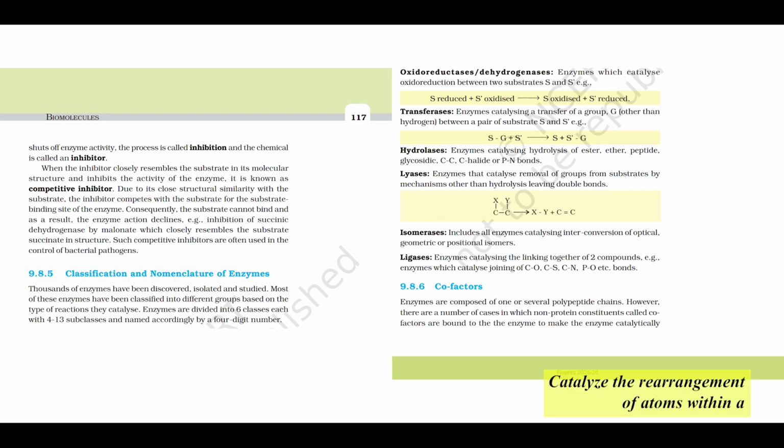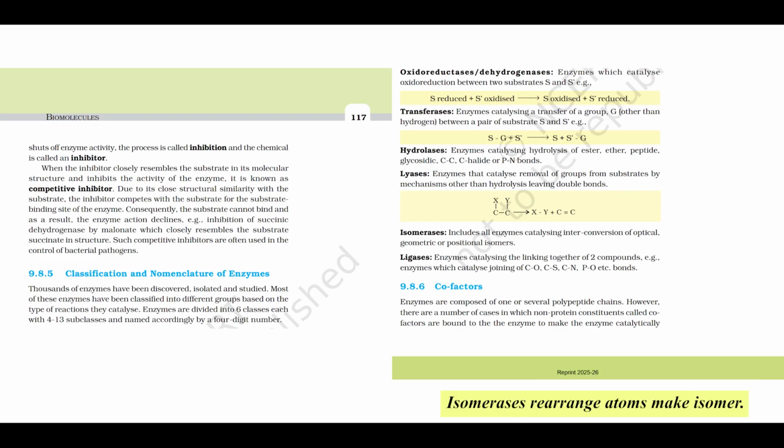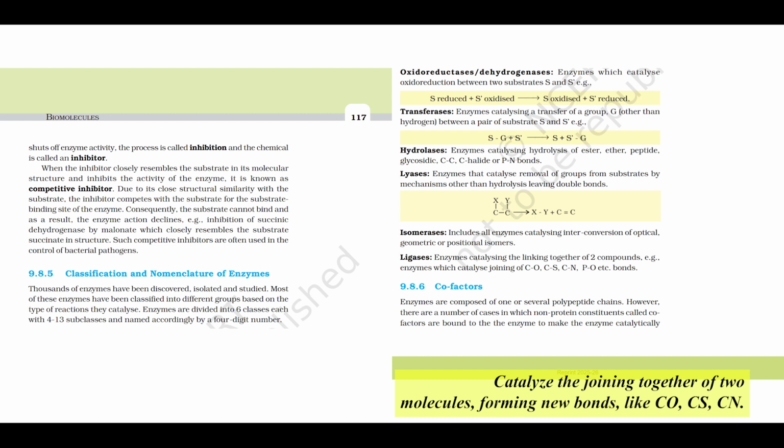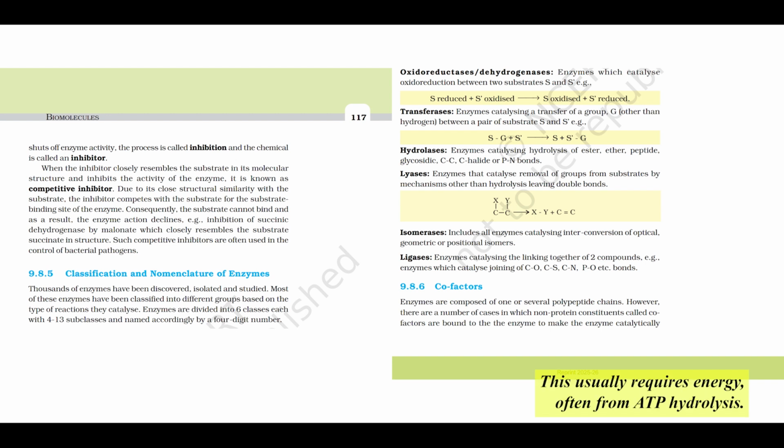5. Isomerases. Catalyze the rearrangement of atoms within a single molecule, converting it into an isomer. Isomerases rearrange atoms, make isomers. 6. Ligases. Catalyze the joining together of 2 molecules, forming new bonds like C-O, C-S, C-N. This usually requires energy, often from ATP hydrolysis. Think synthesis reactions.